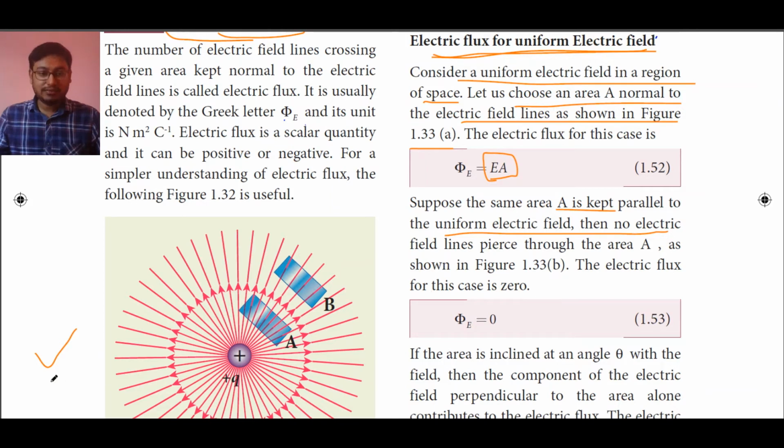As you can see from this figure, area A and area B are kept perpendicular to the electric field lines. If this area becomes parallel to the electric field lines, in that situation none of the electric field lines will pass through this area, and the electric flux will become 0. That is, psi E is equal to 0. Figure 1.33b we will see below.